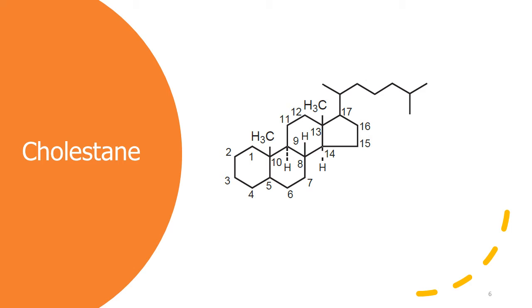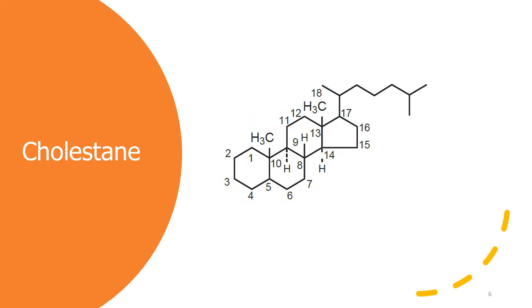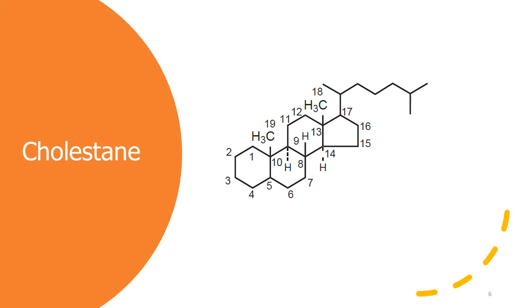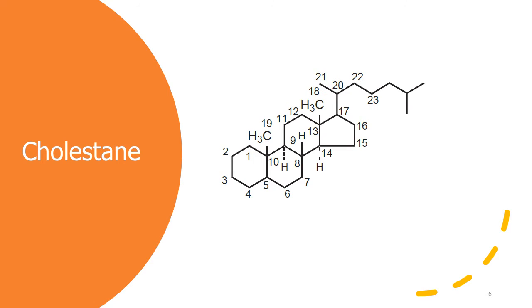Now how to number the system? Now we have seen from 1 to 17 how the numbering is given. Now the substitution of methyl which is at the 13th position is given the 18th number. Then the substitution of methyl at the 10th position is given the 19th number. Then the substitution at the 17th position is given as 20. Then the 21, 22, 23, 24, 25, 26, 27. This is the basic template for the cholesterol.